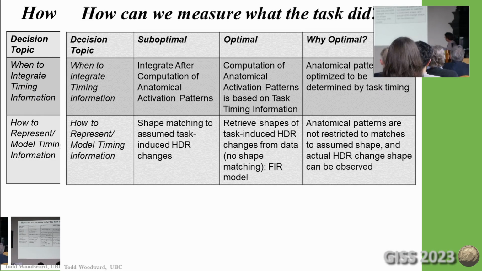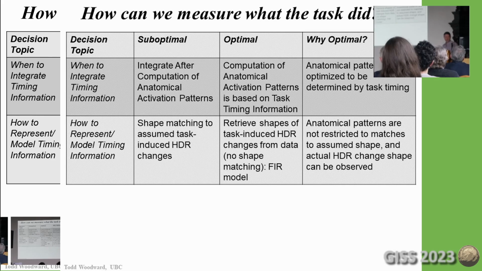And so we can either do the suboptimal shape matching to an assumed shape, or we can do the optimal retrieval of the task-induced hemodynamic response shapes. This is obviously optimal because of the anatomical patterns, which is of course what we're after, but they won't be restricted to only matches to the shape. It's using principal component analysis. So the hemodynamic response changes have to do with component scores, and the anatomical depiction has to do with the component loadings. So there are just two sides of the same coin.